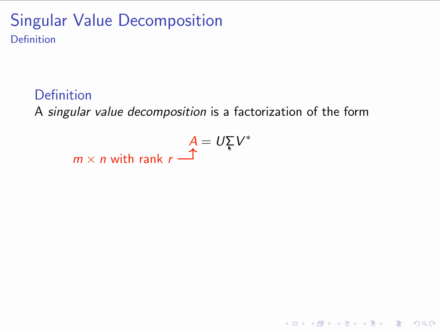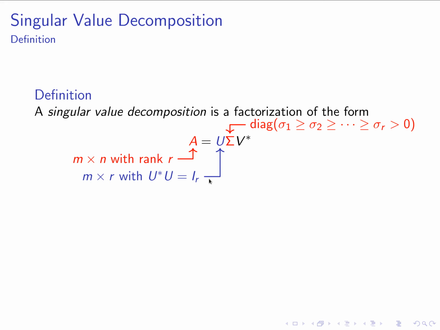And this is U times sigma times V conjugate transpose, where U is an m by r matrix. So the number of rows of U is the same as the number of rows of A, and the number of columns of U is the same as the rank of A. And this U is special because it satisfies the desirable equation U star times U, or Gramian of U, is the r by r identity matrix. What this is saying is that the columns of U are orthonormal.